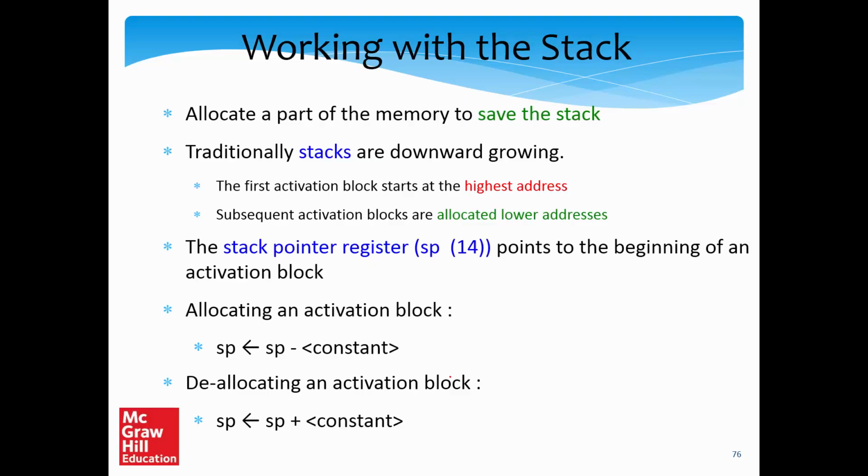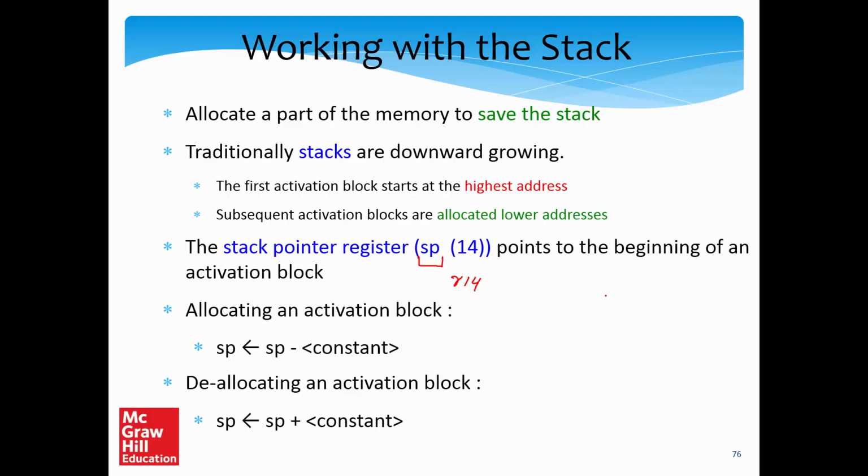So now, working with the stack, we allocate a part of the memory to save the stack. As I had mentioned, stacks are downward growing. So we dedicate one register in our set of 16 registers, particularly register 14, R14. We call it the stack pointer register. It is also referred to as SP, so it's either SP or R14. This points to the beginning of an activation block, and so basically it also points to the top of the stack, right?